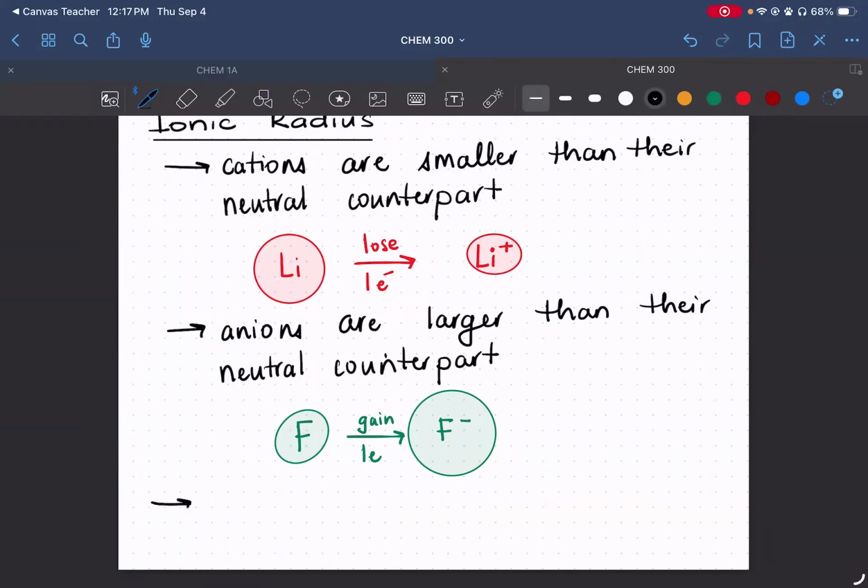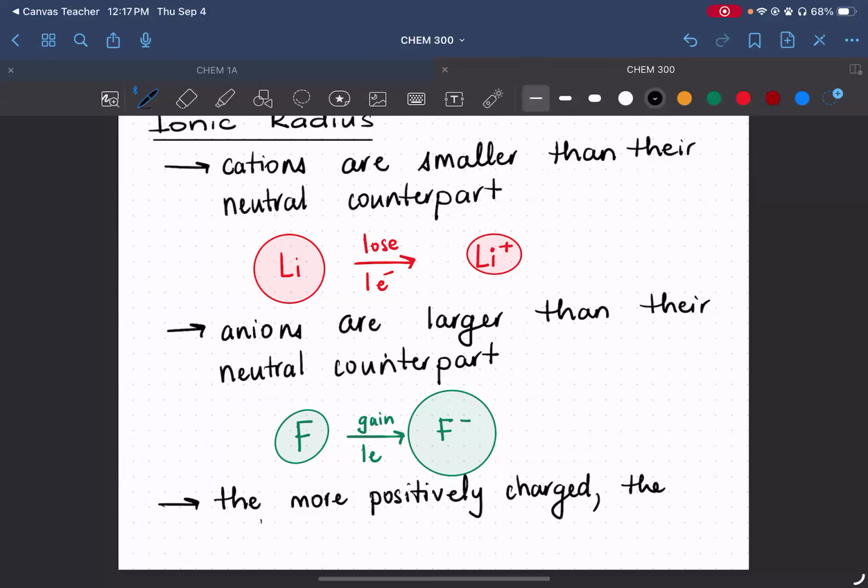The big rule of thumb is the more positive charge, or the more positively charged, the smaller. In other words, we expect something like 5+ to be smaller than 4+ to be smaller than 3+, all of which are smaller than something like -1, -2, and so forth.